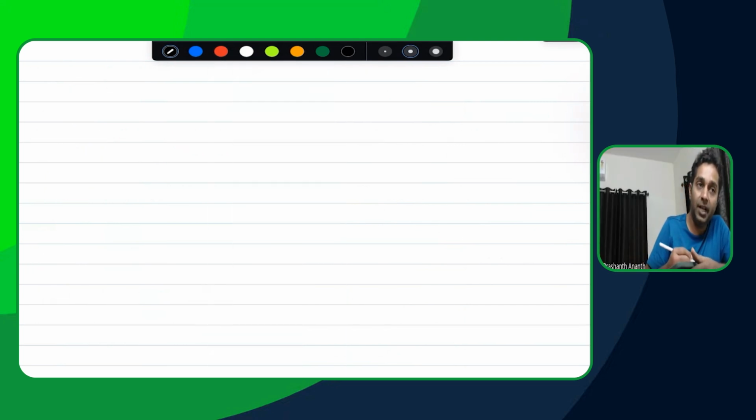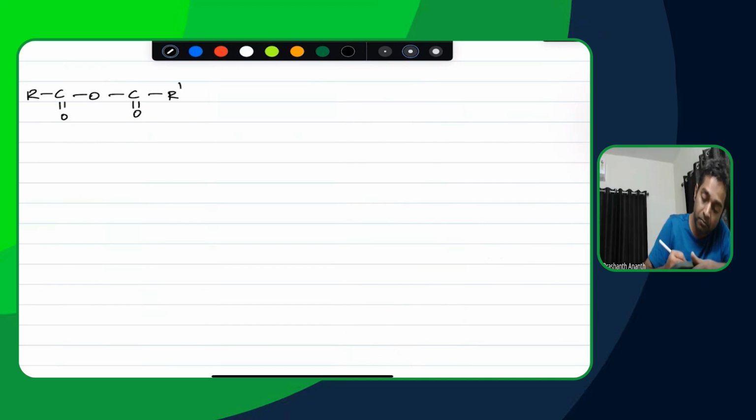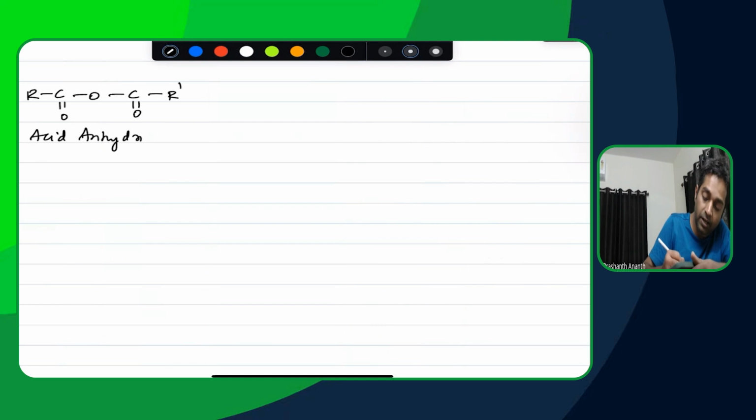Now, how about some other acid derivative? How about an anhydride? Let's say I have an acid anhydride. Yes, I think this will do. 2 equivalents. Think and then answer. Use your brain first.